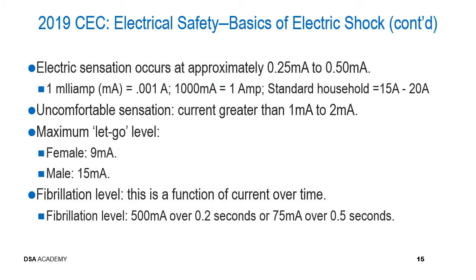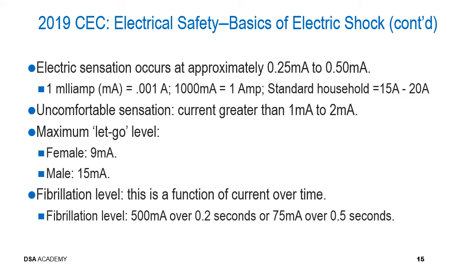Let's continue by discussing some data related to electrical shock. Specifically, electrical sensation of shock occurs at approximately 0.25 milliamps to 0.5 milliamps. And to quantify that, 1 milliamp is equal to 0.001 amps. Another way to look at that is 1,000 milliamps equals 1 amp. And remember that a standard household current varies between 15 and 20 amps. So a milliamp is an extremely small measurement of current.